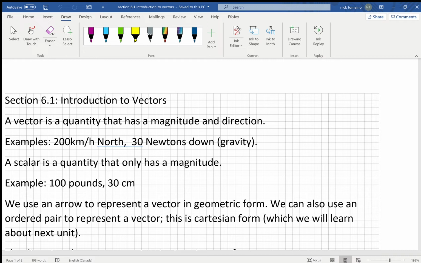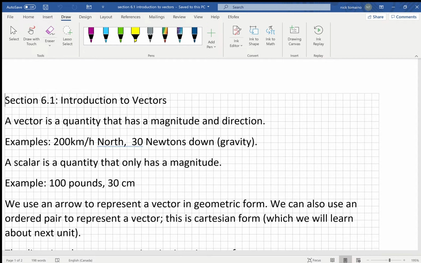So you should have seen vectors starting, I think, in grade 10 science, and then if you take any physics you would have seen vectors as well. So a vector is a quantity that has a magnitude and a direction. Here are some examples. We have 200 kilometers an hour. That is your magnitude, and your direction is north. We have 30 newtons, again magnitude, direction, down. That would be like the effects of gravity, right? A newton is a measure of force.